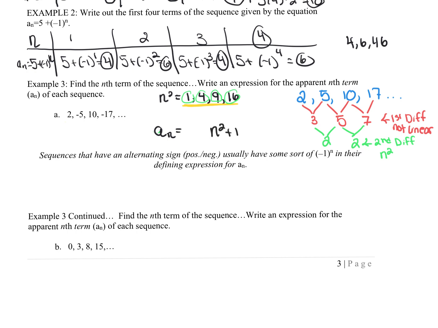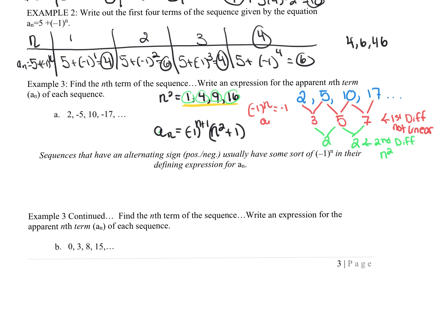Now we need to address this negative. So I'm going to do negative 1 with parentheses around it, and I'm going to raise it to the n plus 1 power. If I raise it to just the n power, when I did a sub 1, that would make this become a negative 1. I don't want my first term to be negative. I want the second term to be negative.